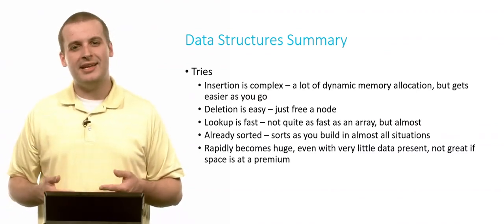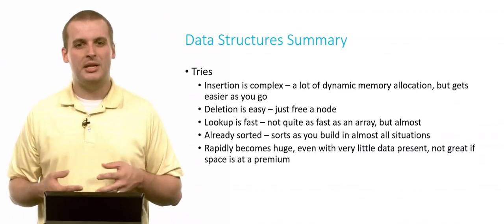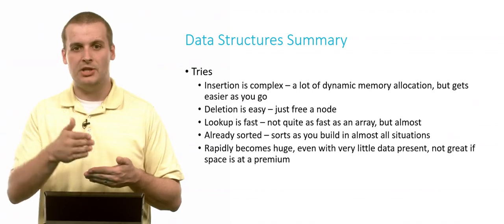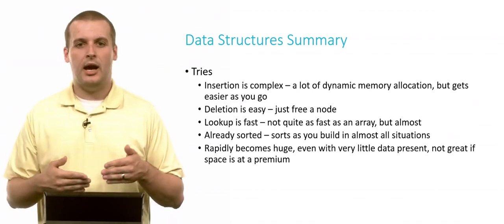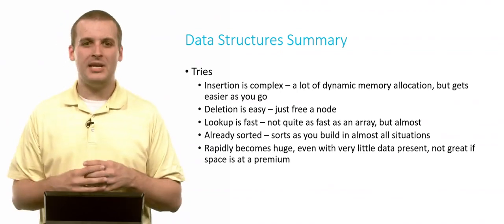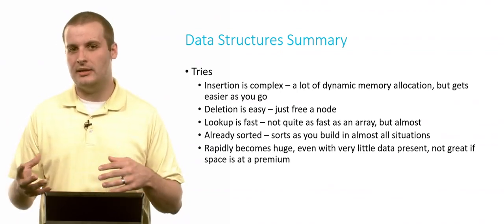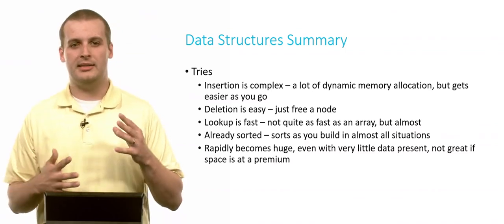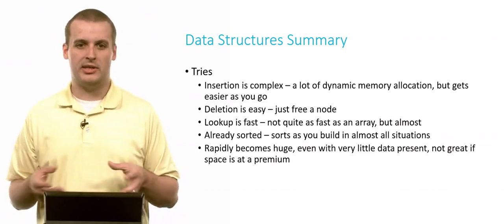Another thing is that your trie is actually kind of already sorted, right? By virtue of how we're inserting elements by going letter by letter of the key or digit by digit of the key, typically, your trie ends up being kind of sorted as you build it. It doesn't really make sense to think about sorting in the same way that we think about it with arrays or linked lists or hash tables, but in some sense, your trie is sorted as you go.